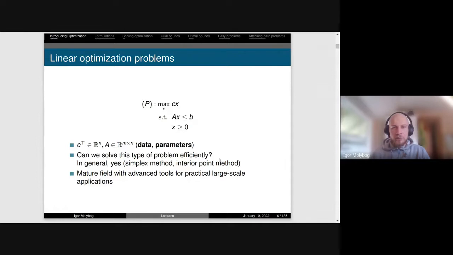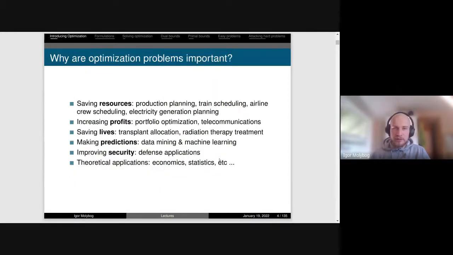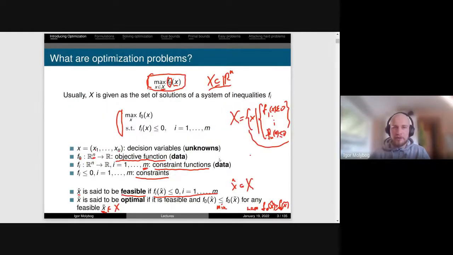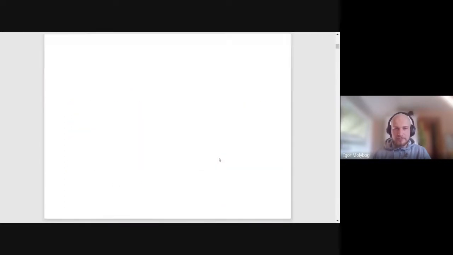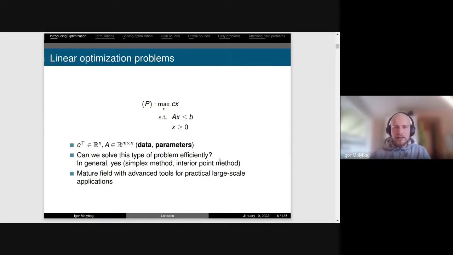After that, I will skip to the definition and introduction of linear optimization problems. Are there any questions regarding the very basic, very general concept of optimization and why we need it? No questions yet? Okay.